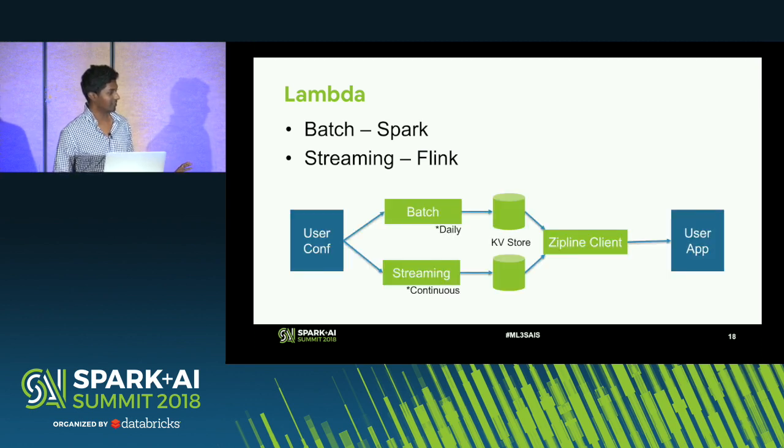The user writes a conf, and we produce the batch snapshots. We continuously stream the DB mutations or the event streams into the key value store. And the Zipline client does the aggregation finally and publishes it to the user application. So if you see, the aggregation is split across batch, streaming, and the client. So there is a bunch of write-side aggregation and read-side aggregation happening in the system.